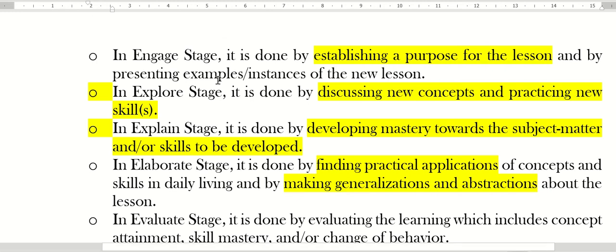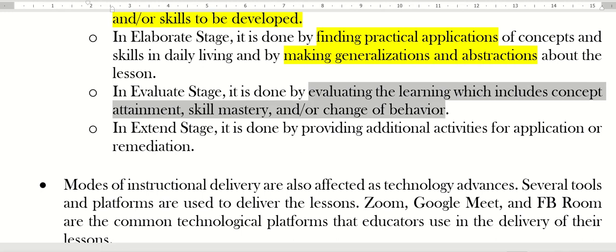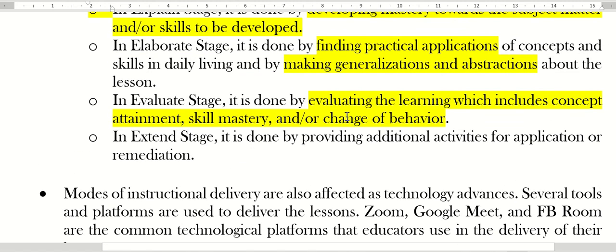In evaluate stage, it is done by evaluating the learning, which includes concept attainment, skills mastery, and change of behavior. In extend stage, it is done by providing additional activities for application or remediation. This is the time that we give assignment to our students as for the extension of learning.